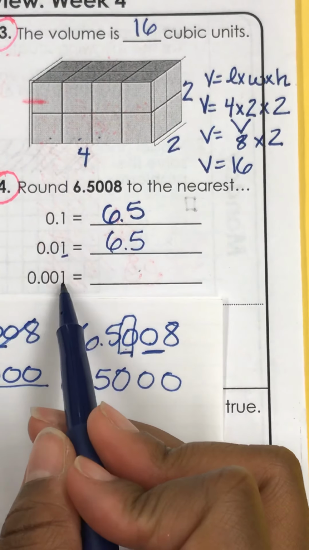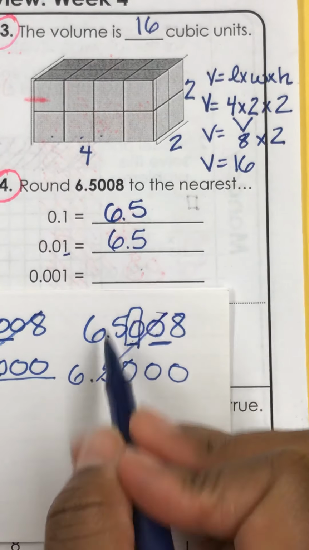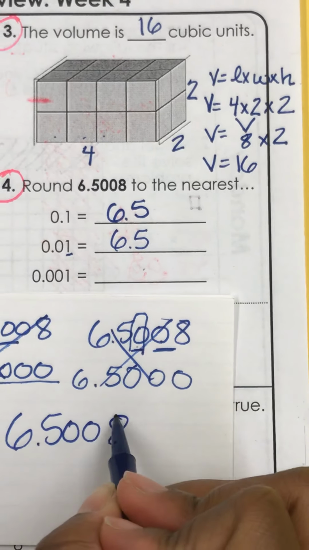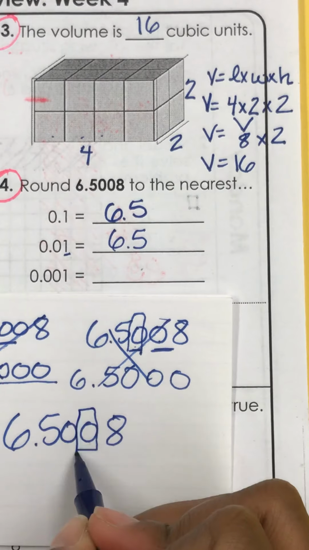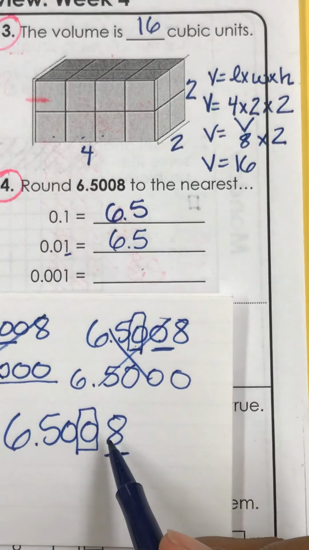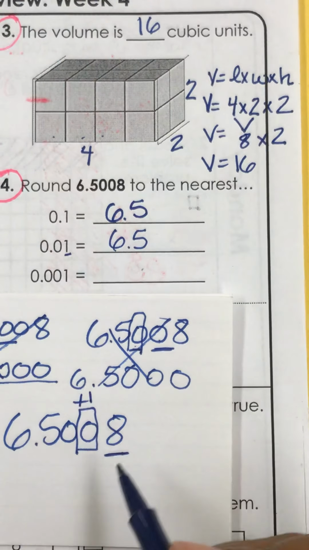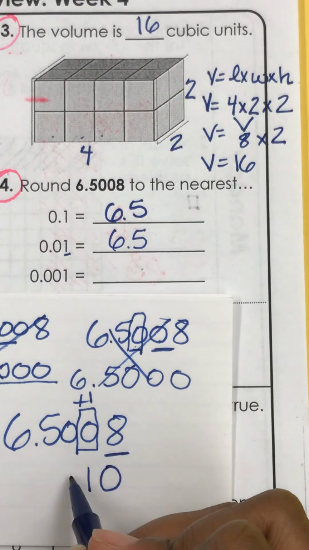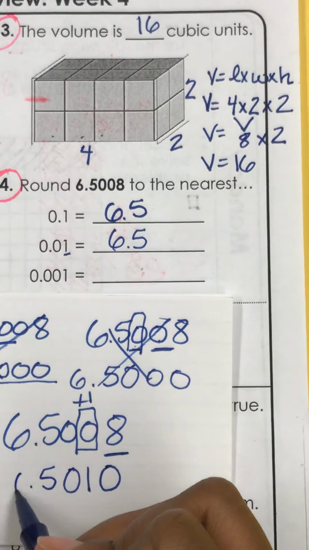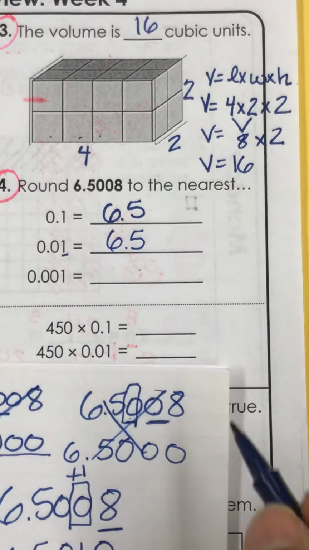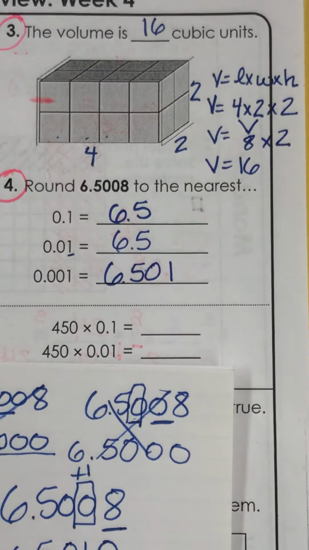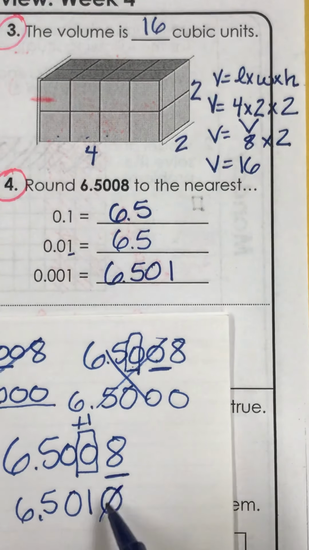And then this time we're rounding to the nearest thousandth. 008. Find the place. Move next door. This is 5 or greater, so we add 1 more. So this becomes a 1. Everything behind it, a 0. Everything in front of it stays the same. So we have 6 501,000th because that 0 has no value.